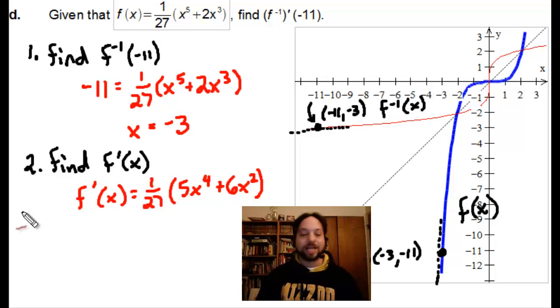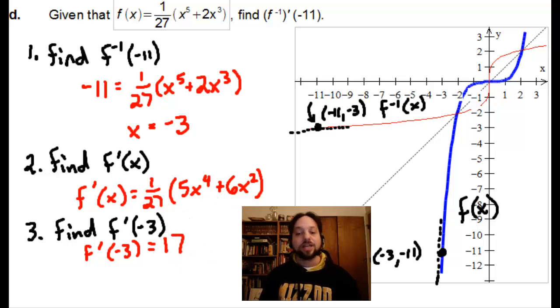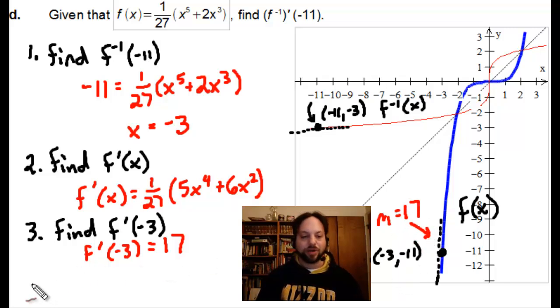No big deal. So now that I know that, let's go ahead and find what our derivative is at the point x equals negative 3. That shouldn't be too hard either. That's just a matter of sticking in negative 3 to our derivative. And if we do that, plug negative 3 in here and work it all out, what we should get is 17. In other words, the slope of this tangent line to the graph right here, the slope of this line is in fact 17.